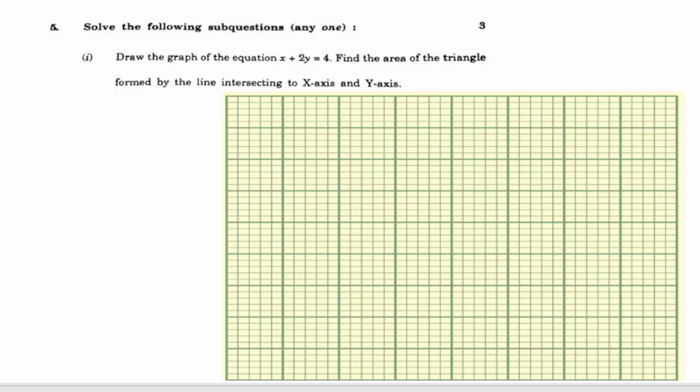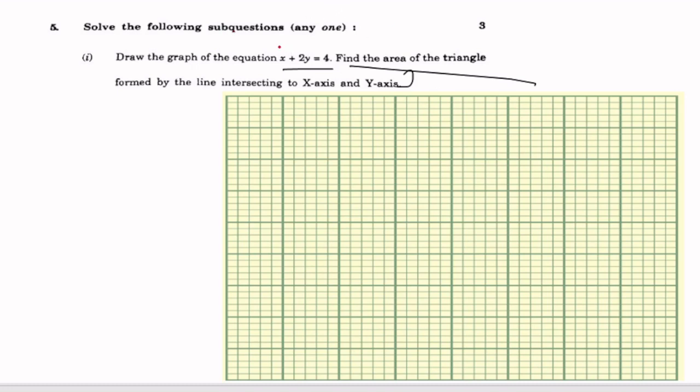Okay, so again, this is the second last question of this paper, and this is for 3 marks. Draw the graph of equation x plus 2y equal to 4. Find the area of the triangle formed by the line intersecting the x-axis and y-axis. Again, this is already created, but we'll do it again just to make sure your doubt is clear. Okay, let's do that.